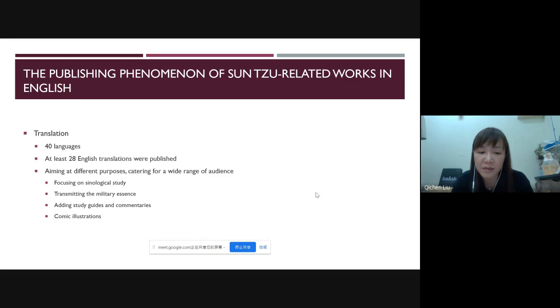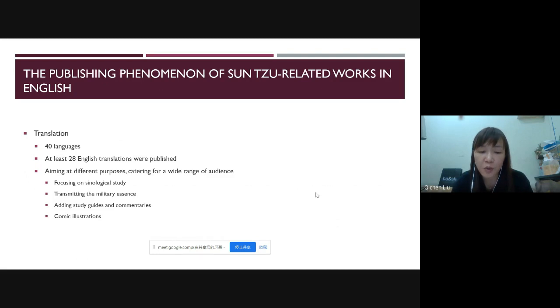Yang reported that by 2006, at least 28 English translations were published, excluding the reprinted ones. The writer, that is me, I have found at least 24 versions that are selling on Amazon.com by September 2020. These translations aim at different purposes, catering for a wide range of audience. There are versions that are translated specially for the purpose of sinological study, like the ones by Giles and Ames.